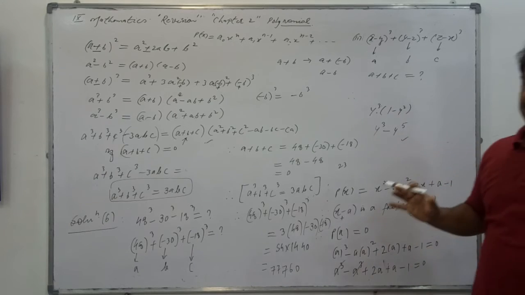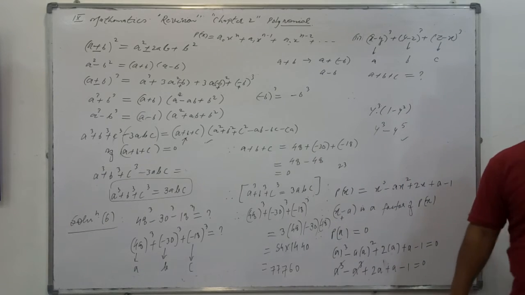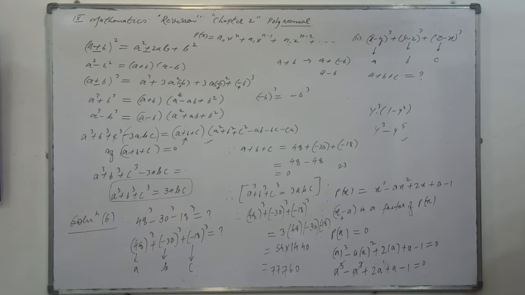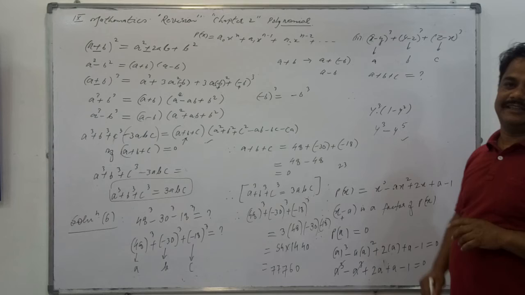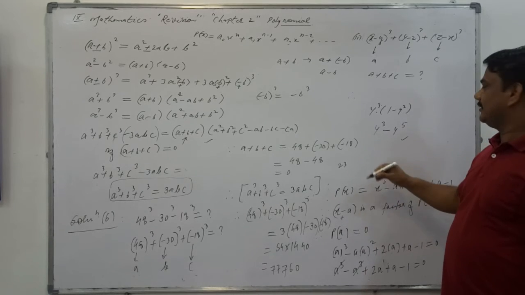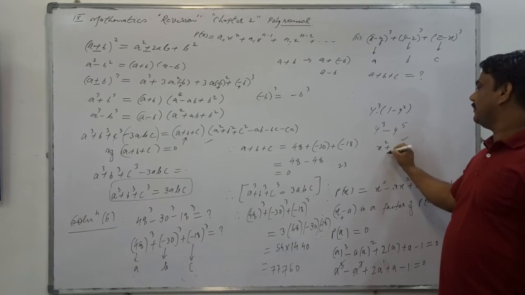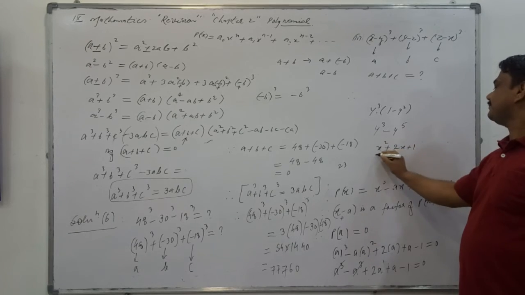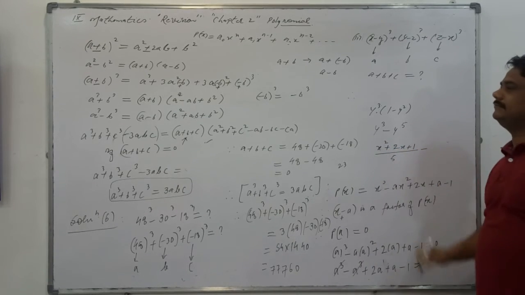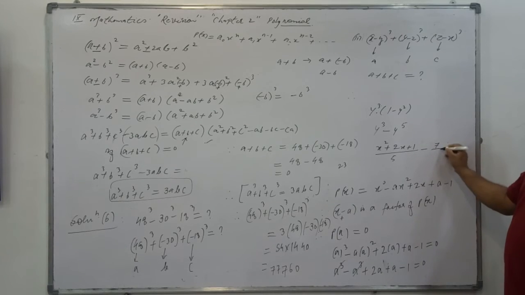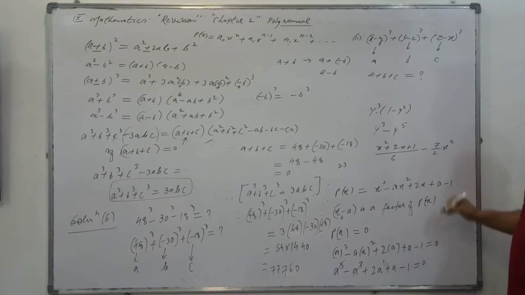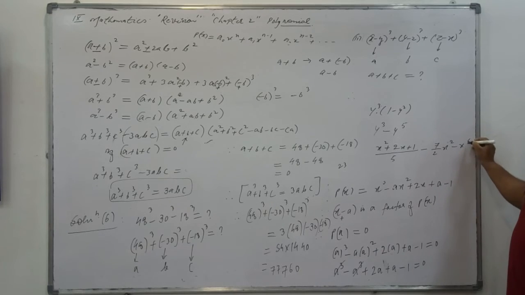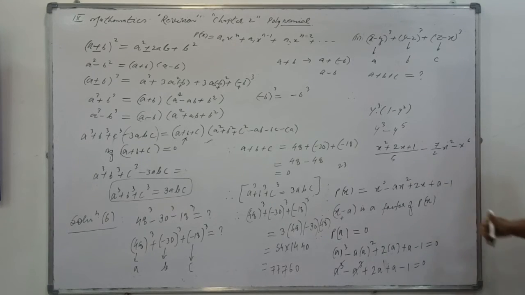What is the method to write this? Now have a look at the next question. At least one question you have to solve here, and many times I have given this question. I'm writing this on the board: x square plus 2x plus 1 upon 5, minus 7 upon 2 x cube, minus x to the power 6. This is a polynomial written before you.